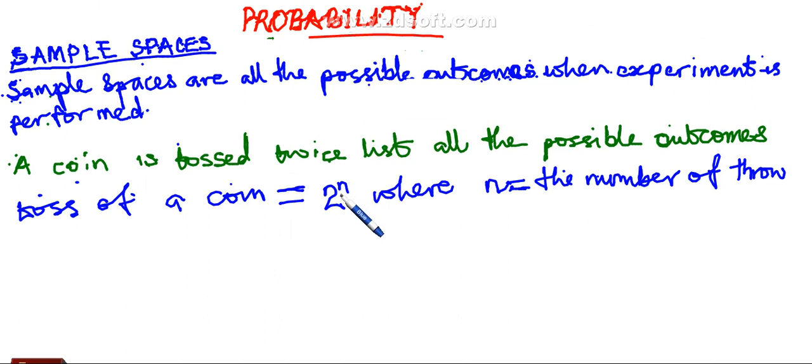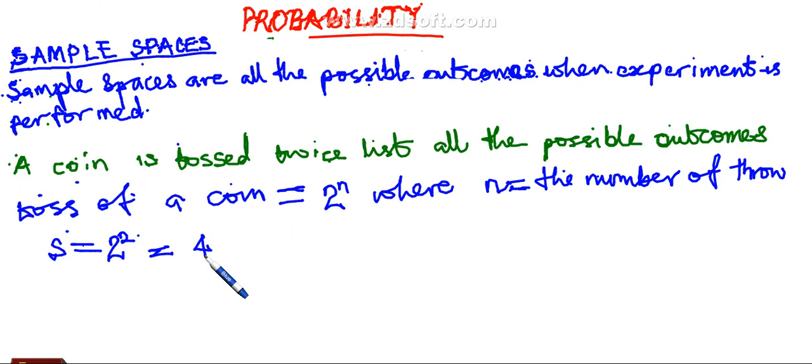So if you say a coin is tossed twice, it means that the sample space S is equal to 2 to the power 2, giving you 4. So the total sample space when a coin is tossed twice is 4. Now let us look at the spaces.